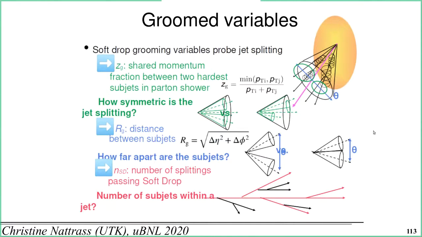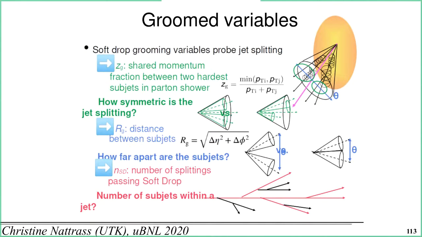Thank you. So what's the ZG, this PTI and PTJ? I and J are already two jets constructed, or it's some patterns? Yeah, so this is the PT of the two subjects.